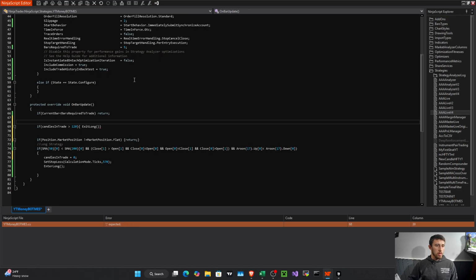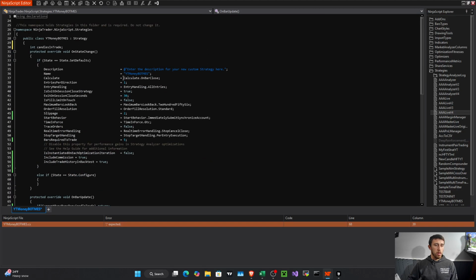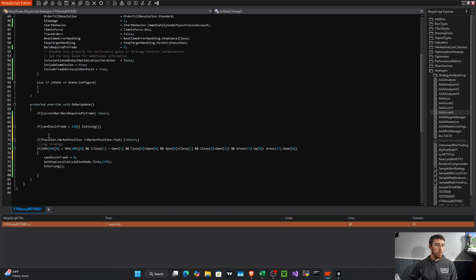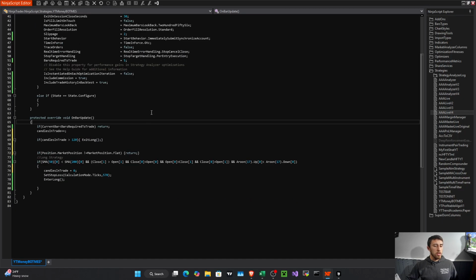And what we're going to do is write this on bar update, which is going to run one time for every new bar. So at the beginning of every new bar, we're going to do candles in trade plus plus. That's just going to add 1 to whatever it is. Say we start the strategy, we start running here. Candles in trade now equals 1. We don't do this because it's not greater than 120.